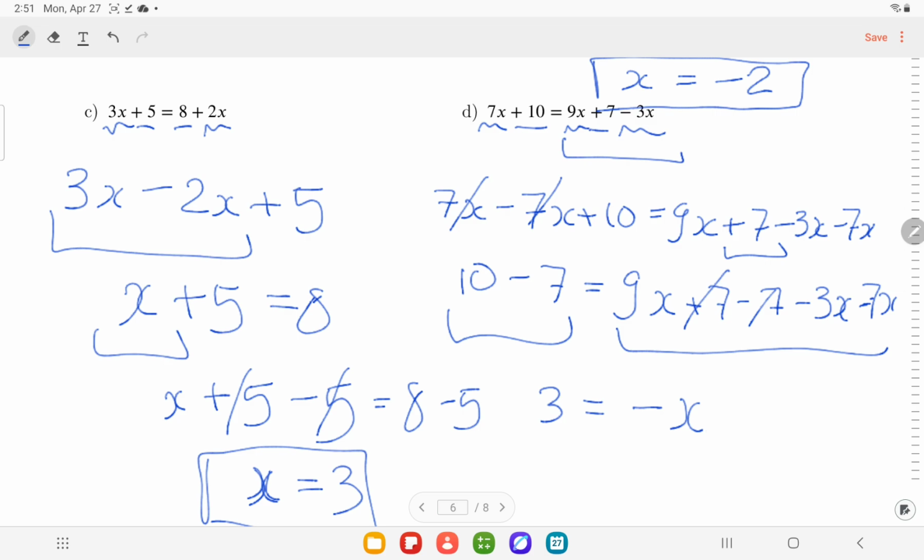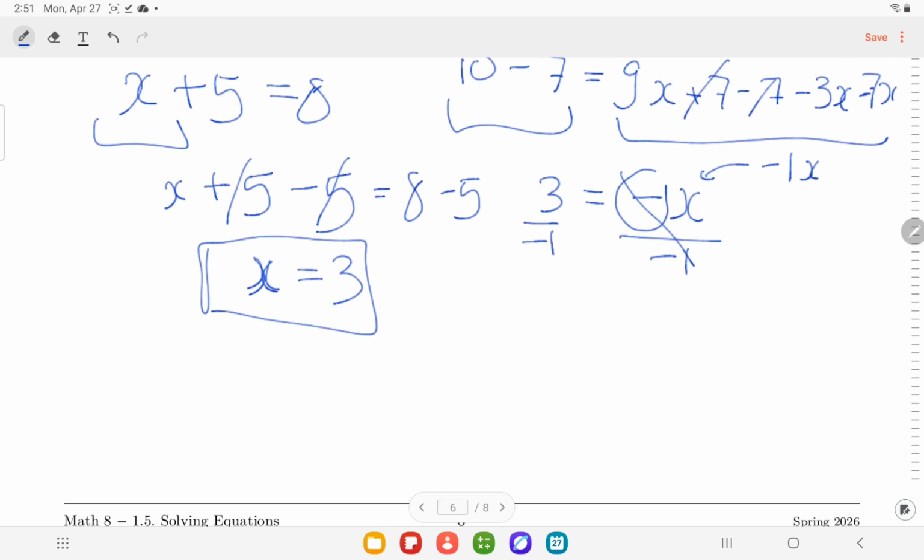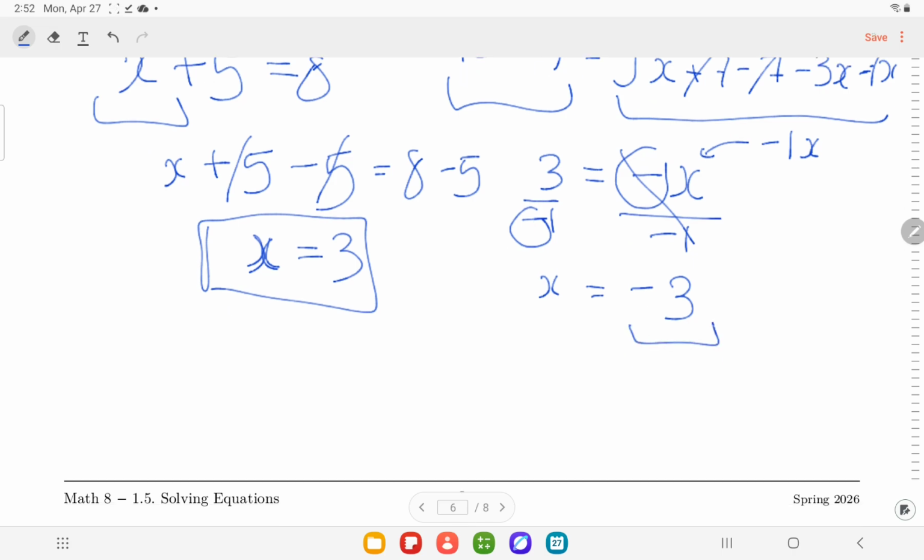And then in order to isolate x, we still have this negative sign. So this is basically equal to negative 1x. So in order to get rid of the negative, we are going to divide by negative 1. And so we are going to end up with x is negative 3, because this negative sign can go in the numerator, in the middle, or in the denominator. So you can rewrite 3 over negative 1 as negative 3.